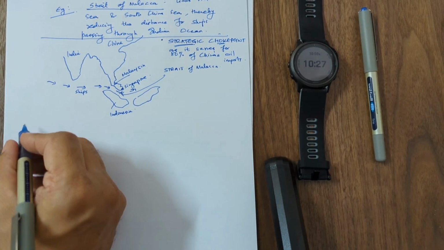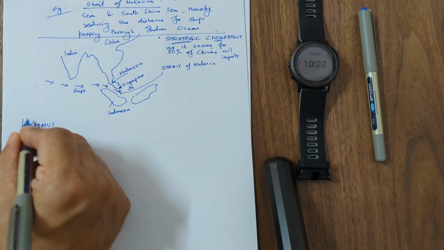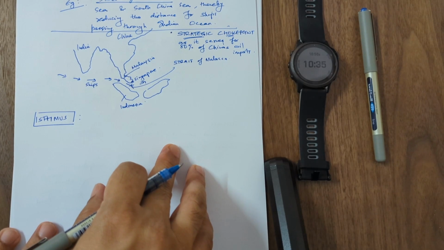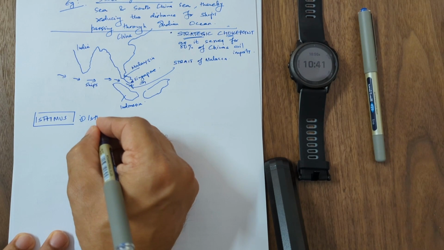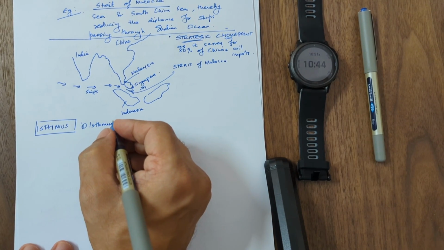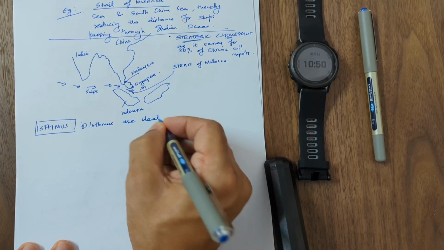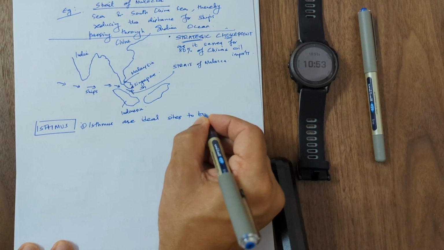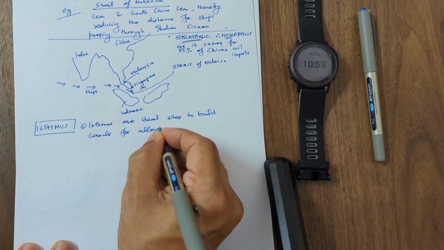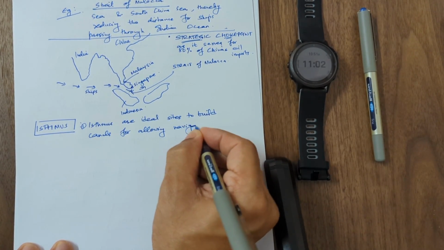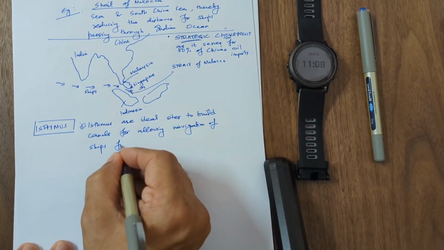Now I will come to isthmus. All right, isthmus. Isthmus are ideal sites to build canals for allowing navigation of ships for international trade.